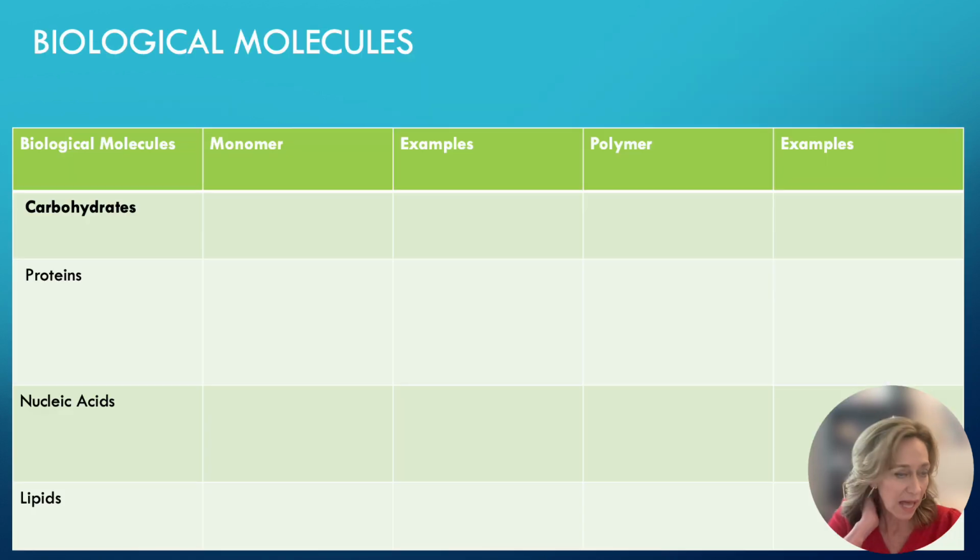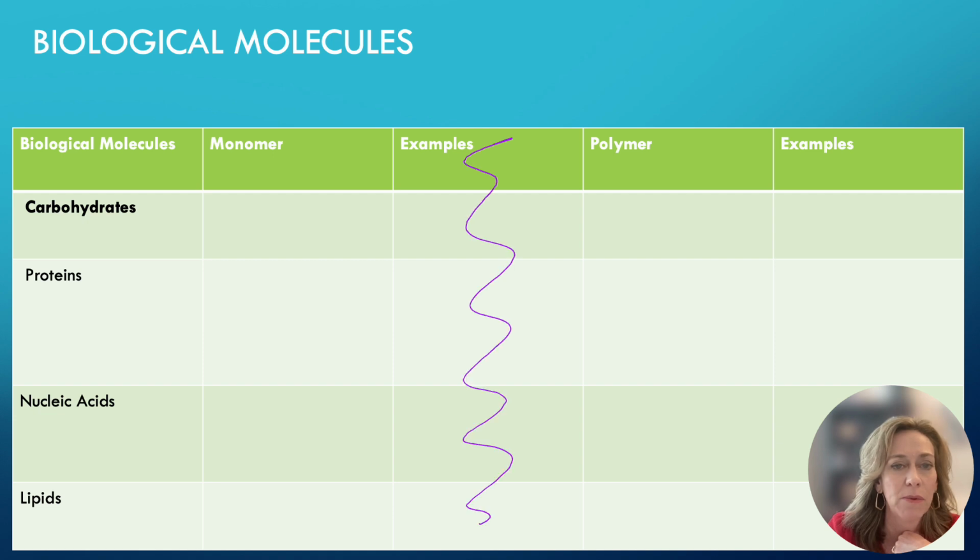Now, I would like you to take a minute on your scratch paper and at least, so you might not need to have an example category, okay? But at least write the 4 biological molecules down, carbs, proteins, nucleic acids, and lipids, and see how many of the monomers you can name and how many of the polymers you can name. Okay, then we're going to go through them one by one, and then we'll give you another chance at the end to name them.